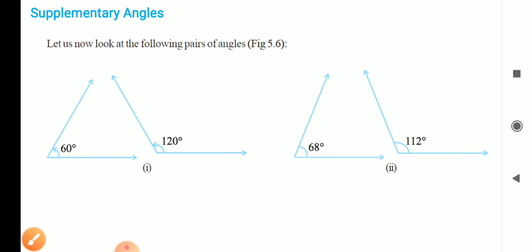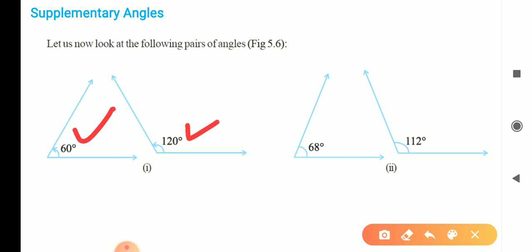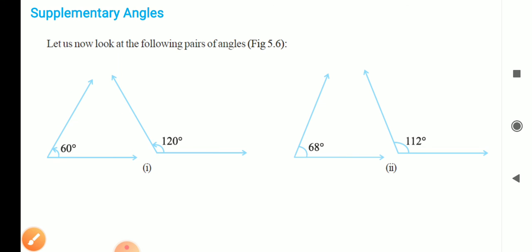And as we have studied in the complementary case, one angle is the complement of the other. In the same manner, here the angle 60 is the supplement of 120, and on the other hand 120 is the supplement of 60. Complement no, supplement, friend.